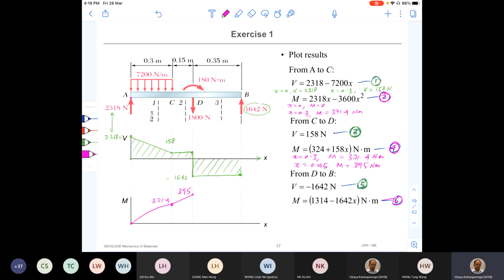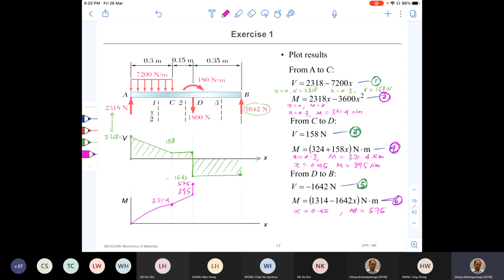There again, we can find that this equation is valid after D, from D to B only. Therefore, when x is equal to 0.45, what is the value of M? So it's different, right? It's not 395, it's 575.1. Yeah, we'll write it as 575. Thank you very much for doing the calculation for me. Okay, 575, maybe here, 575.